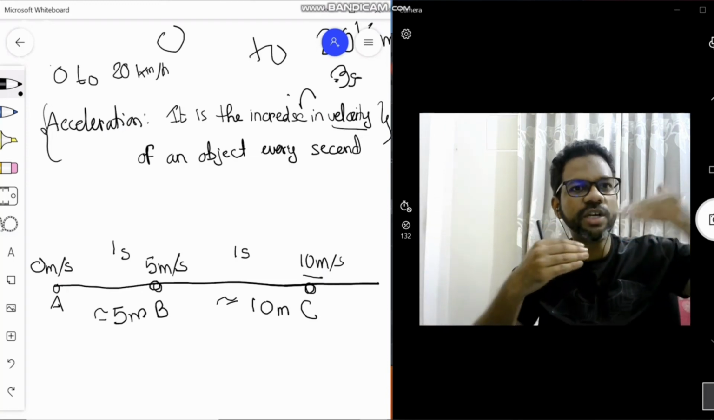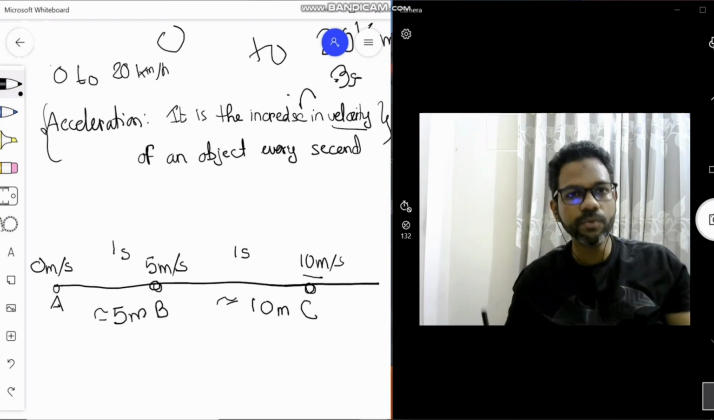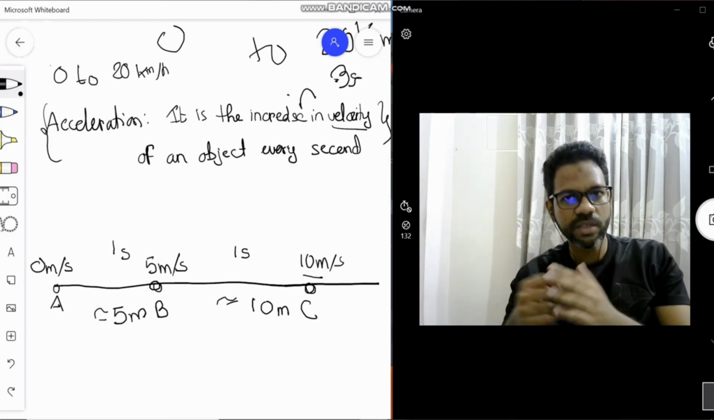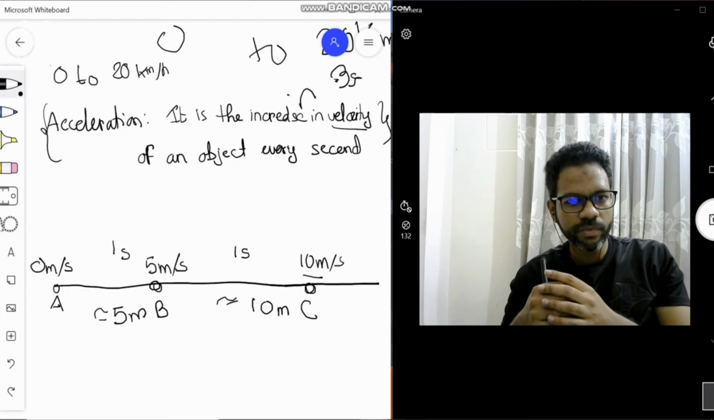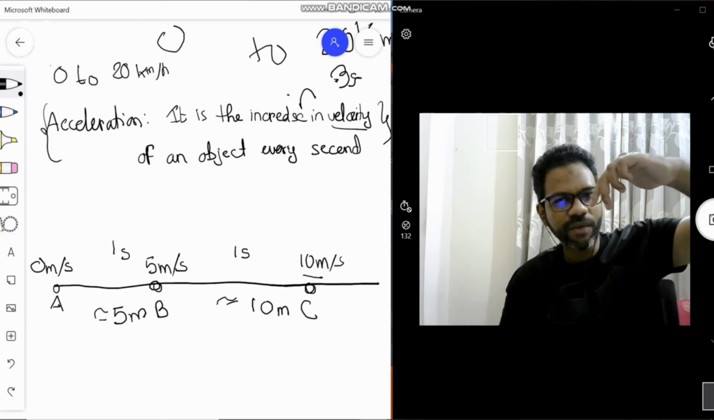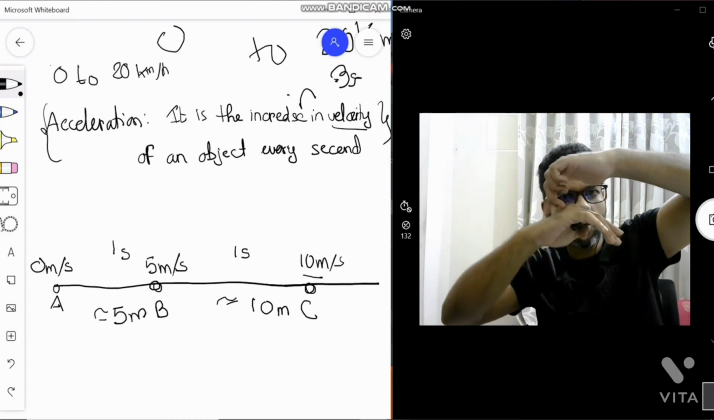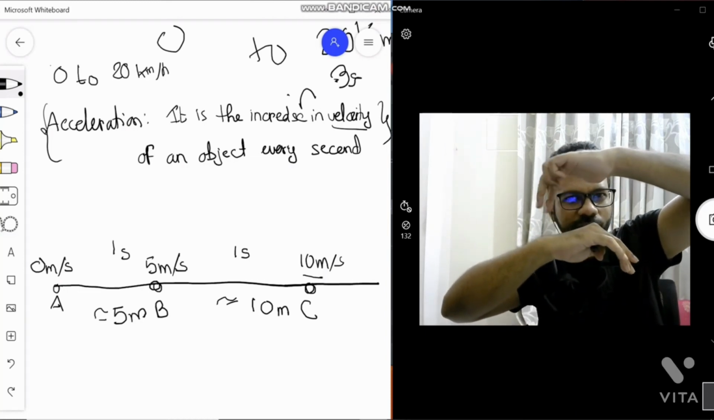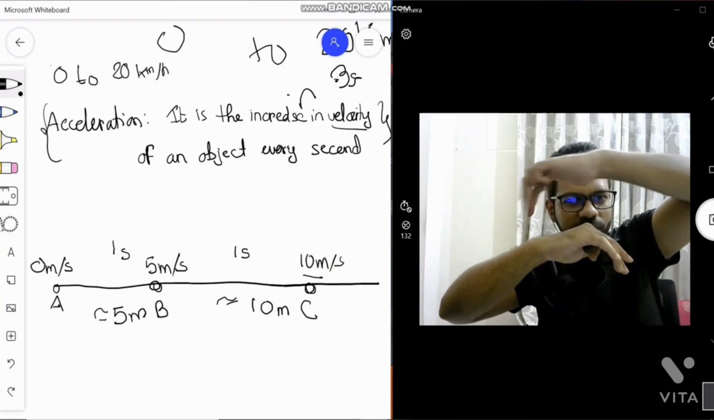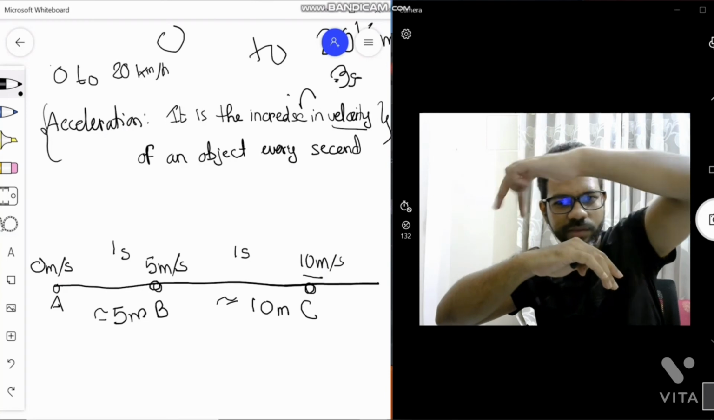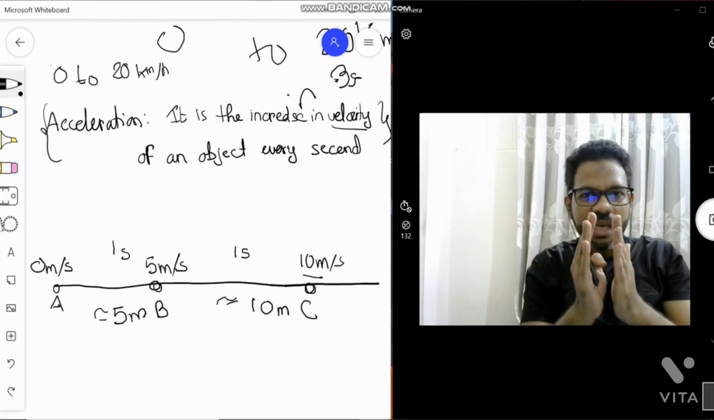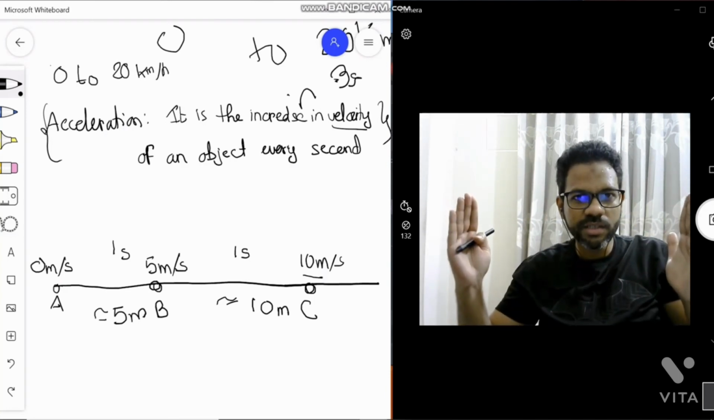How did the object cover more distance from B to C than from A to B? How is it possible? Now, if you picture yourself in this situation, if you were walking at 5 meters per second, in 1 second you would cover only 5 meters, right? You wouldn't be walking very quickly, so you're covering only 5 meters. And then in the next 1 second, you start moving faster. Once you start moving faster, in the same 1 second, you can cover a larger distance, right?